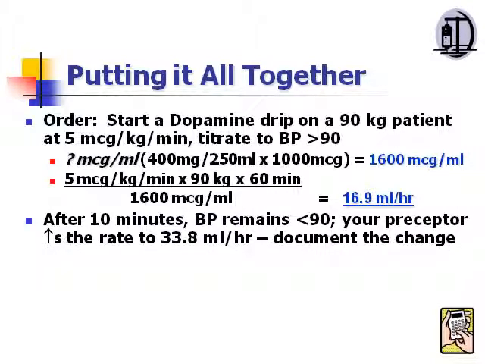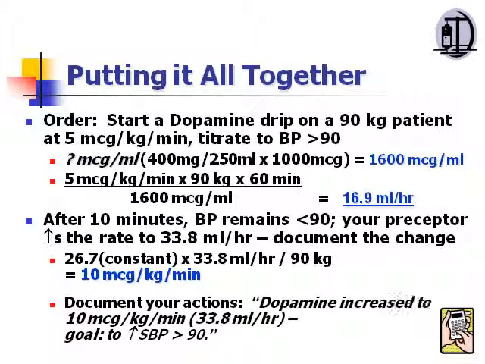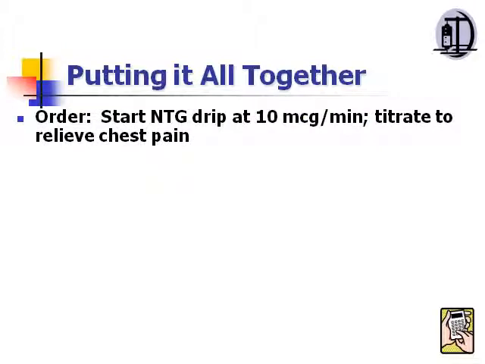All right, and then after 10 minutes, blood pressure remains less than 90. So your preceptor increases the rate to 33.8 mLs per hour. You need to document this change. What are you going to write? So now you get to use your constant. What is your constant for dopamine? 26.7. So all you have to do is do the math. 26.7 times what the pump is set at, which is 33.8, and then divide it by your patient's weight of 90 kilos, and you get 10 mics per kilo per minute. And then you're going to document your action. So dopamine increased to 10 mics per kilo per minute, which is equivalent to 33.8 mLs per hour. And that was our goal because we want to increase the patient's blood pressure to 90.